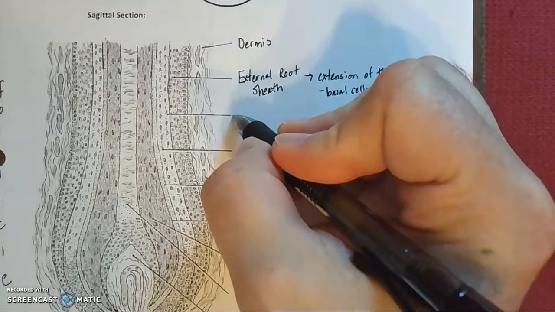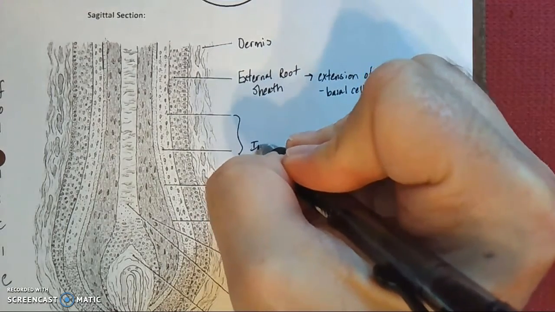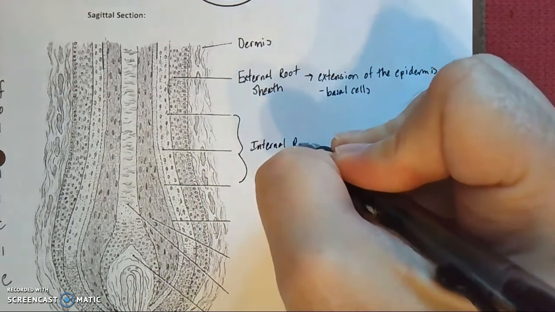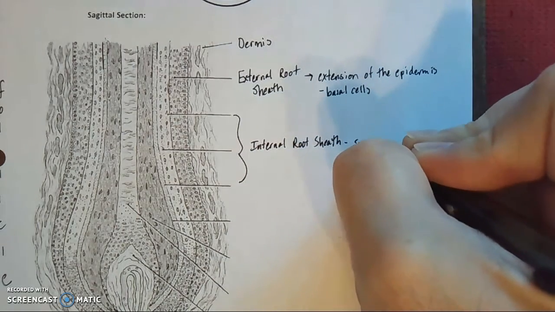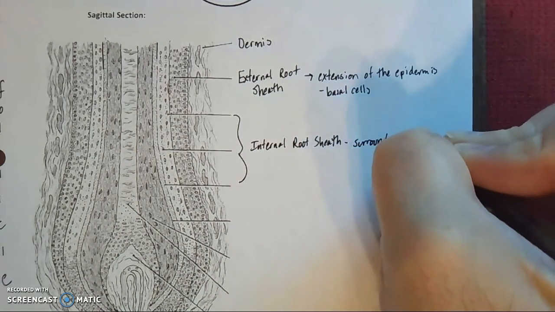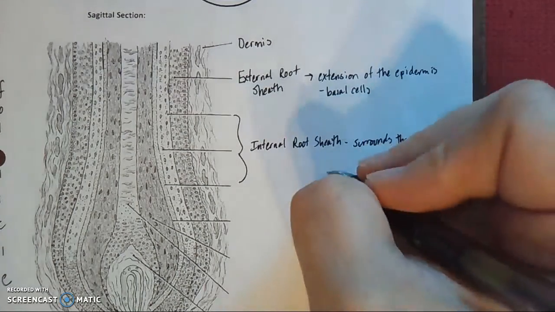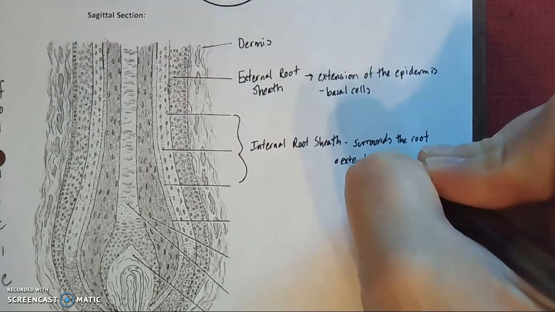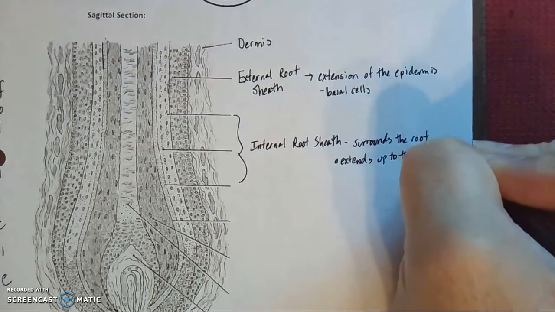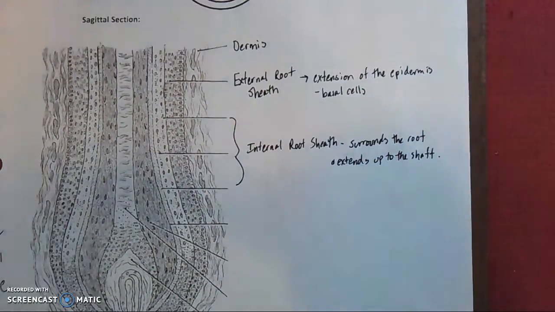The next couple right here, we're going to lump together and call the internal root sheath. And this surrounds the root of the hair and extends up to the shaft. So this is another layer of cells that is unique to the hair itself. So this isn't really considered part of the hair, but this helps support the hair.